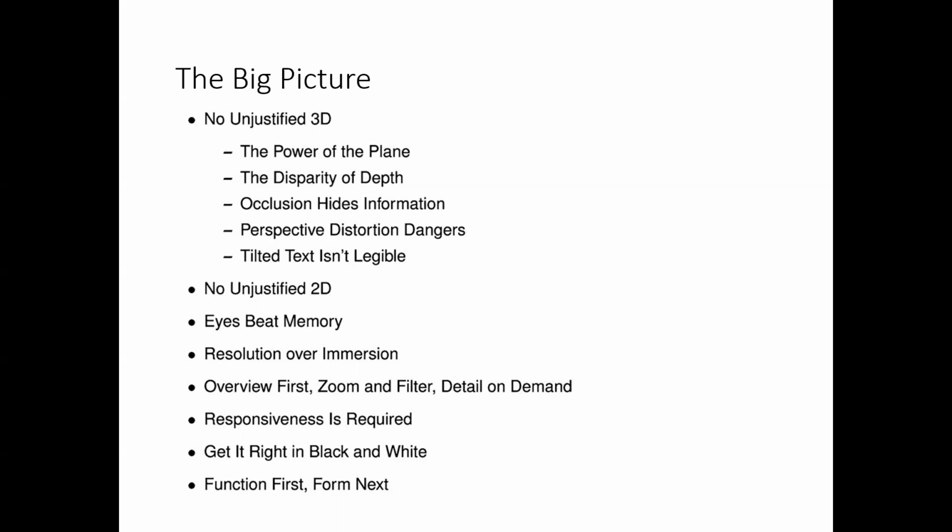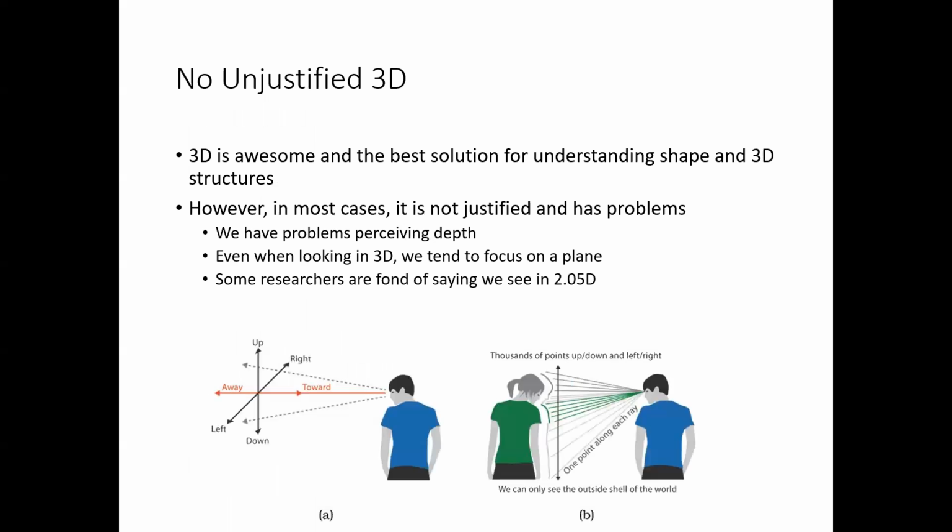That's a mantra from the graphical user interface design class. Responsiveness is required. Get it right in black and white. Function first, form next. So let's take a look at each one of these, and we'll start out with no unjustified 3D. And 3D is awesome, and it's the best solution for understanding shape and three-dimensional structures. However, in most cases, it's just not justified, and it presents a large number of problems.